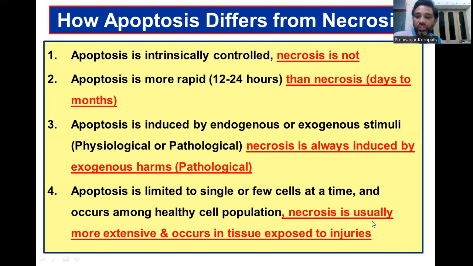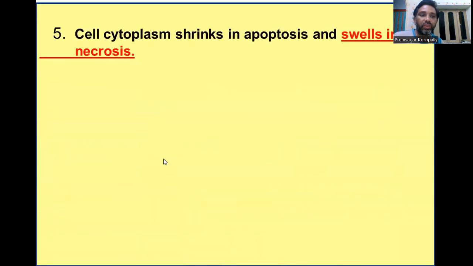Necrosis is usually more extensive and occurs in tissue exposed to injuries. It is very extensive, it cannot be limited to one or two cells. As I told you in the beginning in the differences, the cell cytoplasm shrinks in apoptosis. In the case of necrosis, the cell swells.